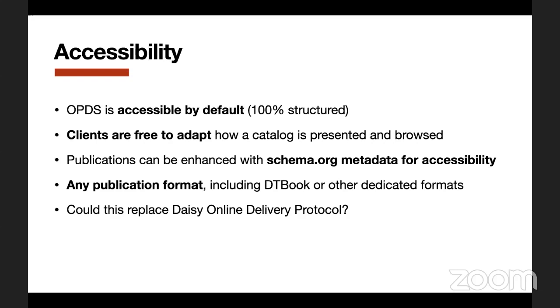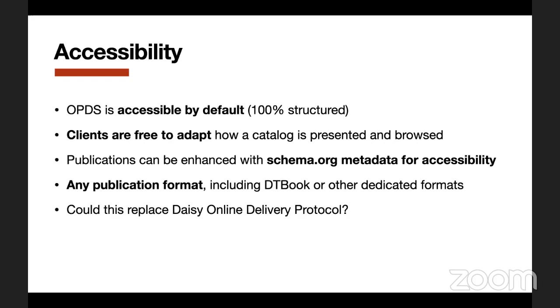With OPDS 2, the fact that we're using schema.org also opens the door to a lot of additional metadata specifically for accessibility. So it's possible in schema.org to say things like this publication has been certified by a specific organism, or this publication is visual. So all this information available in schema.org can also be represented in OPDS. If you want to do the extra step and include it, it becomes available to clients that will be able to know that this is accessible and have that information available.